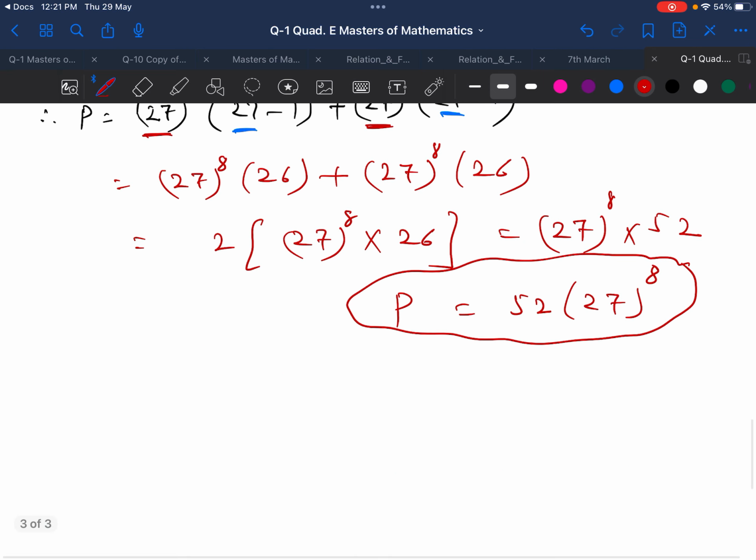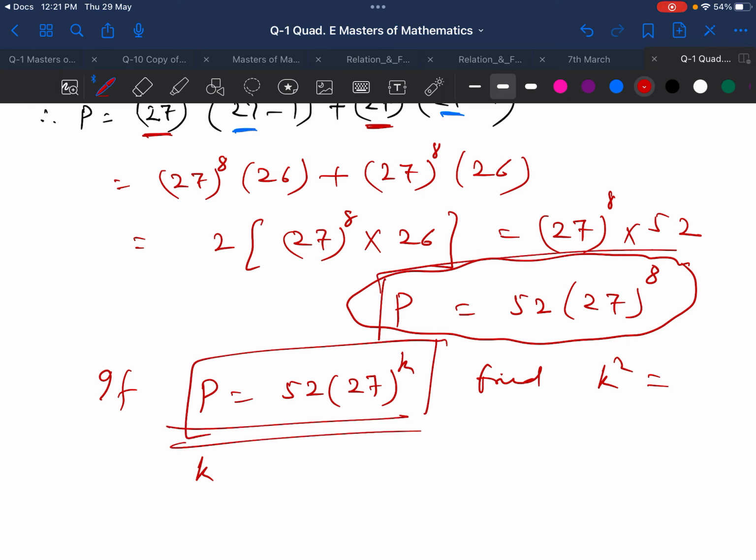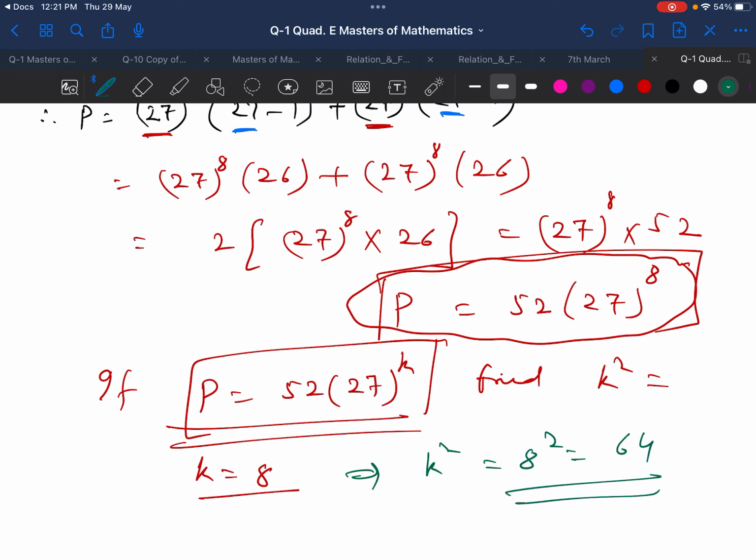Now the question can be asked like this: if in integer type P equals 52 into 27 raised to power k, find the value of k squared. So comparing this with this expression, k comes out to be 8. So k squared will be equal to 8 squared, which means 64. So this type of question is generally asked in integer type questions. So we find the value in terms of this expression, compare, and then find the value of k.